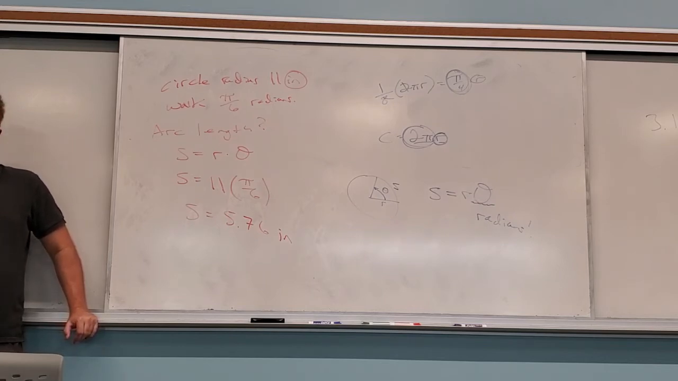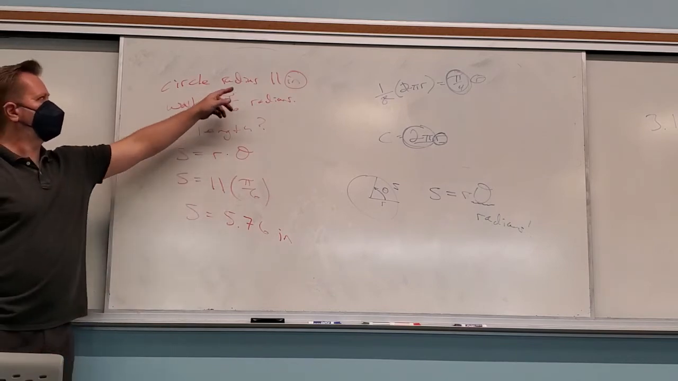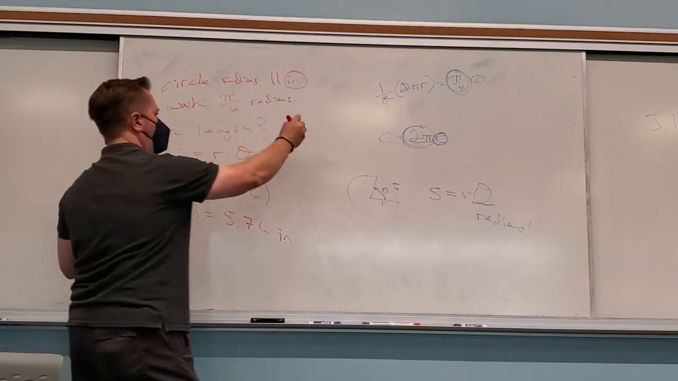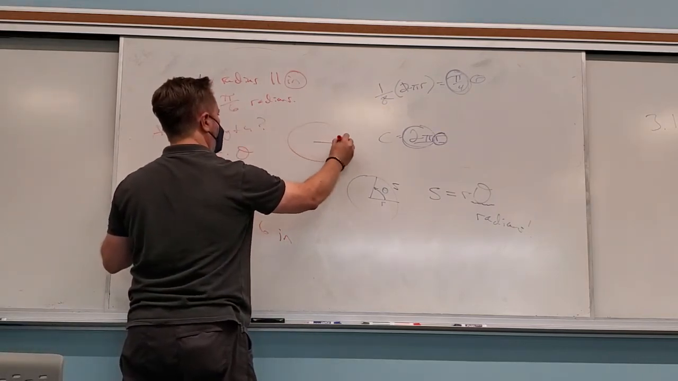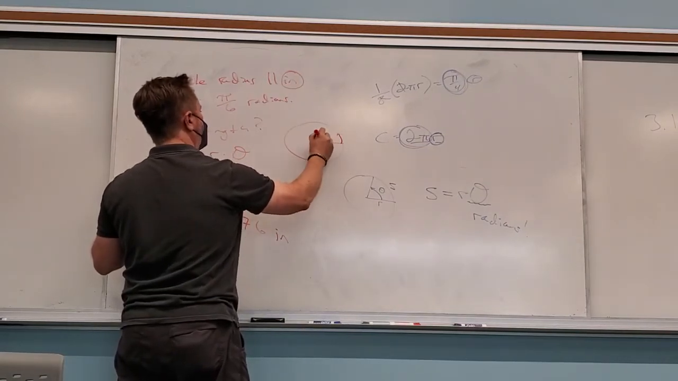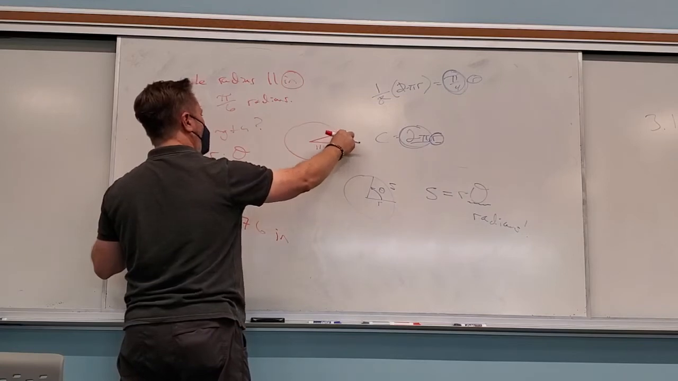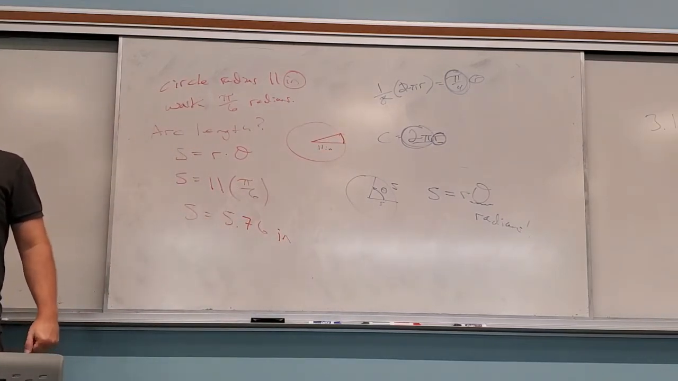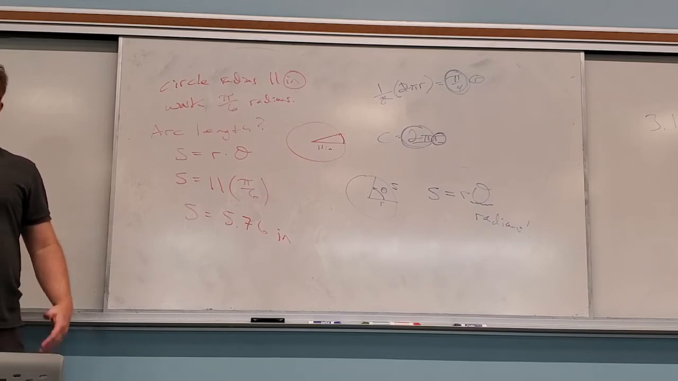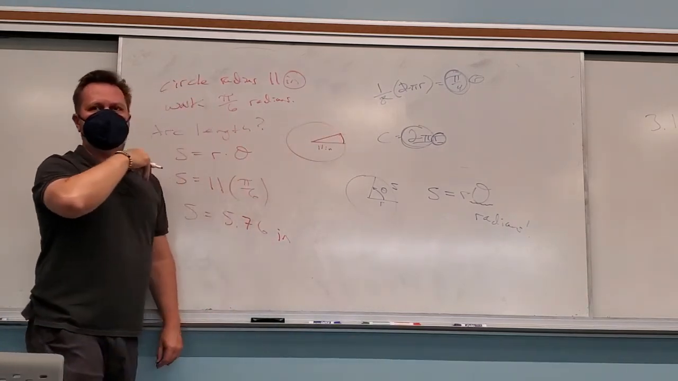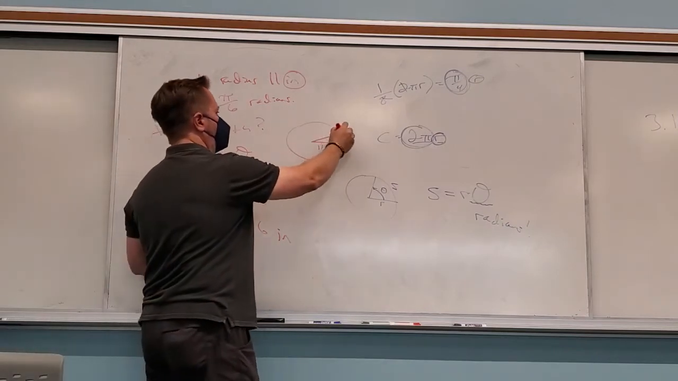Okay. So if I walk along the edge of this 11-inch radius circle, visually I've got a circle that's 11 inches in radius. If I walk pi over 6 radians, how far did I actually go? 5.76 inches. Why does that make sense? If I want a full radian, how far would I go?